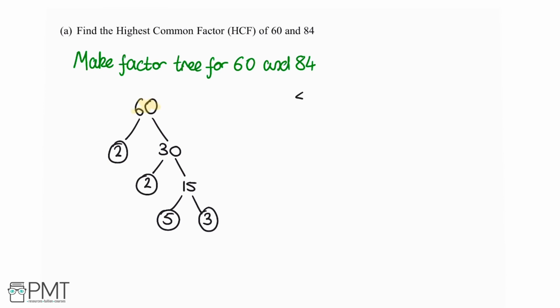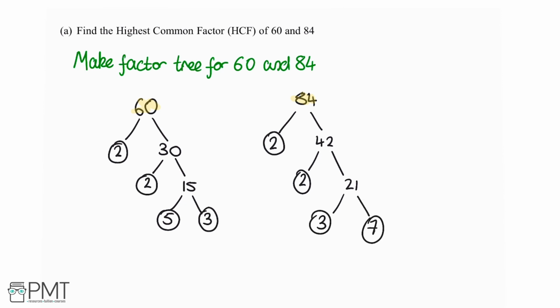Now let's do the same thing for 84 over here. I'm going to split that off into 2 and 42. So we're going to circle the 2 here. And 42, well, we can split that into 2 and 21. And lastly, we'll get 3 and 7, which are both prime. So we're done. So what this tree has told us is that 60 is made up by multiplying 3, 5, 2, and 2. And the same way for 84, it's made up of 7, 3, 2, and 2. So now to get the highest common factor, we're going to work out what is common in each prime factorization.